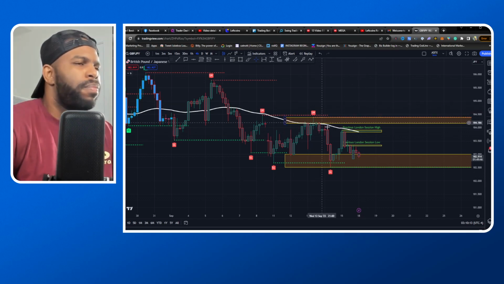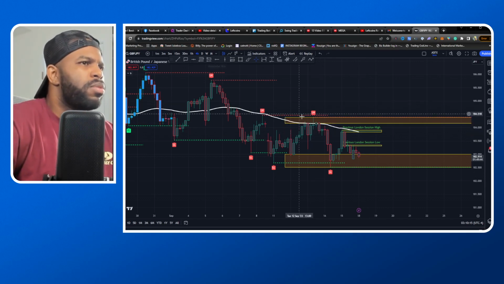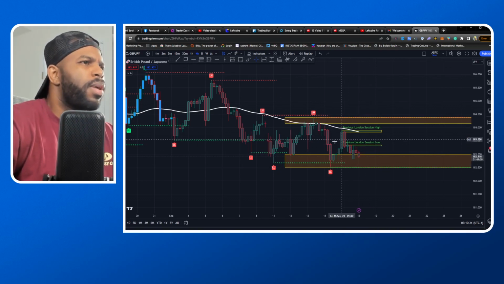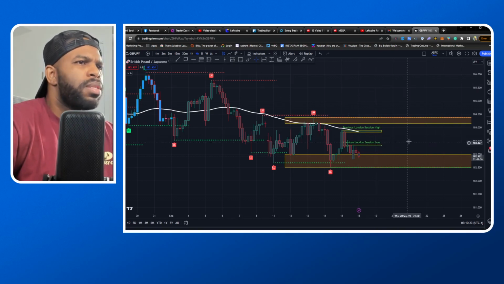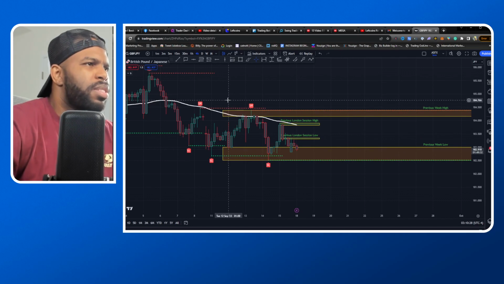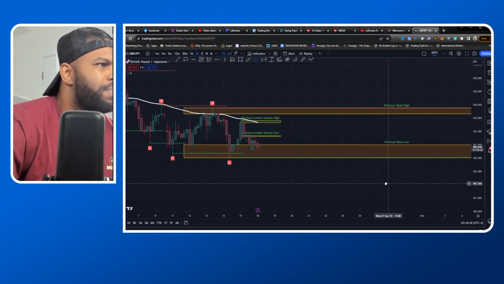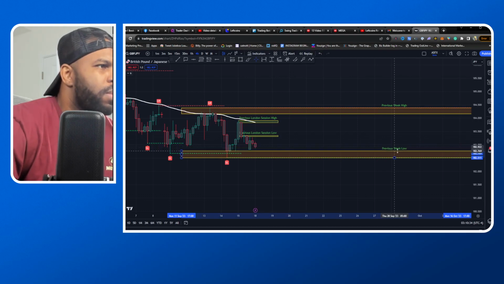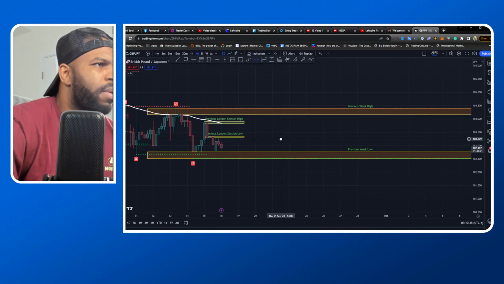So we're gonna see what price is gonna do when it comes to this zone here or this zone here. Okay, we got our weekly. Matter of fact, this weekly zone is too big, so let me see if I can tighten it up just a tad bit. We'll bring it down here. Okay, boom. That's a lot better.